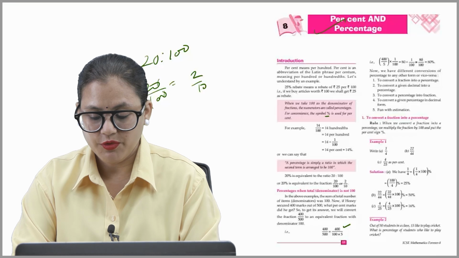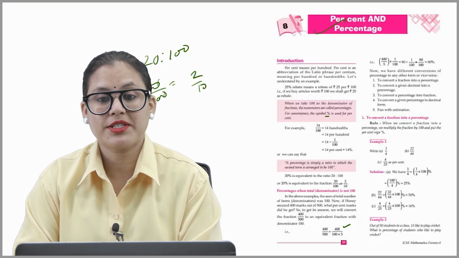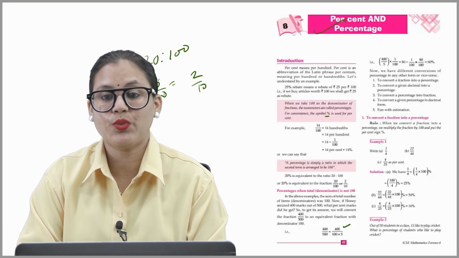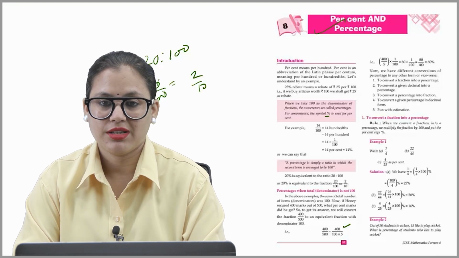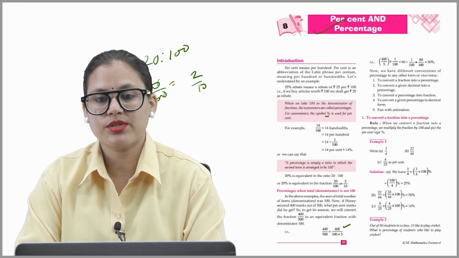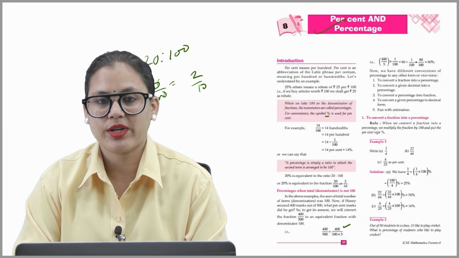So, 400 upon 5 into 1 by 100 is equal to what? 80 into 1 by 100. And 1 by 100 means percent, that is 80%. So now we have different conversions of percentage to any other form or vice versa.